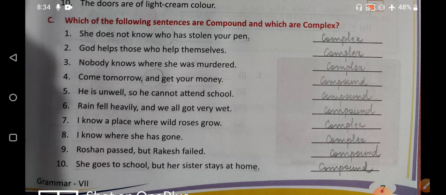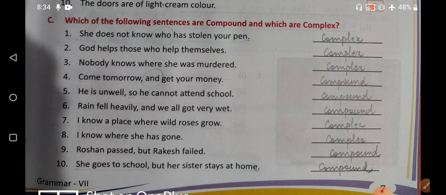I know a place where wild roses grow. So I know a place is main clause number 1, where wild roses grow is subordinate clause, which is a complex sentence. I know where she has gone. I know is main clause number 1, and where she has gone is subordinate clause, which is complex.